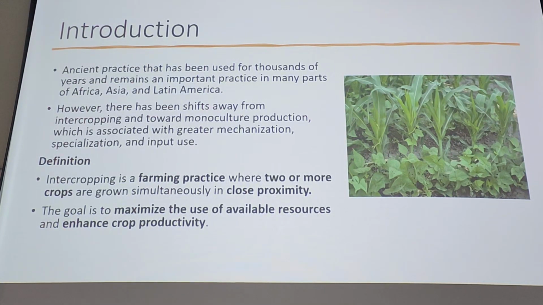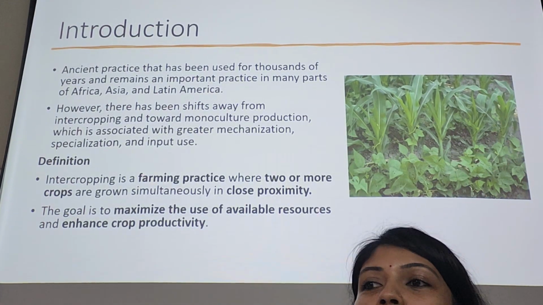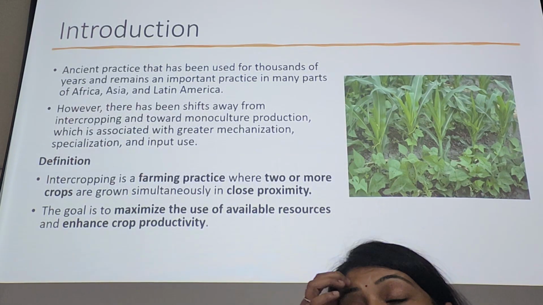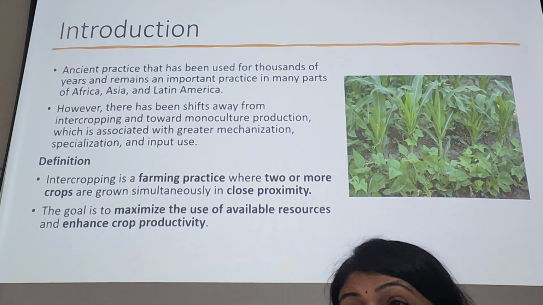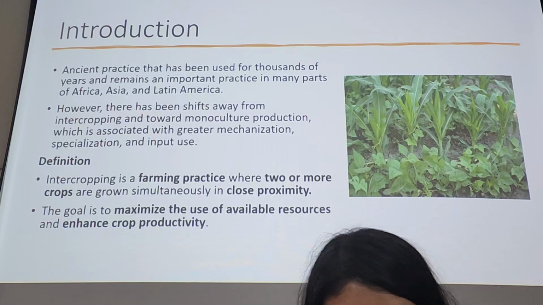Okay, so the definition of intercropping is actually a farming practice where two or more crops are grown simultaneously in close proximity. So the goal of intercropping is actually to maximize the use of available resources and enhance crop productivity.